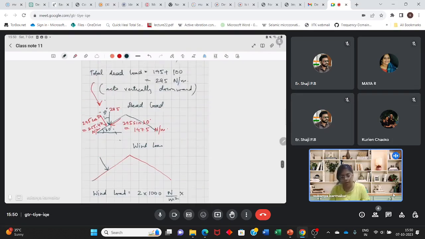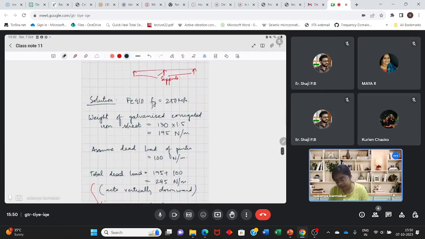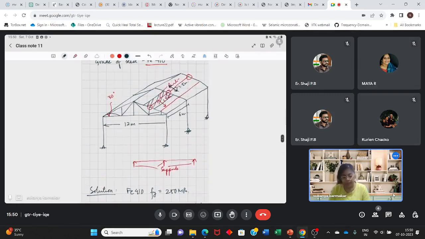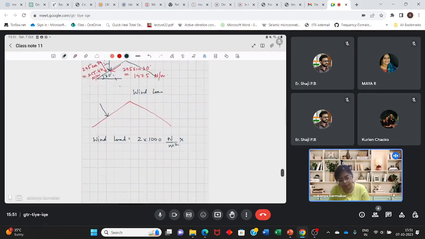And for one purlin, what is the area? We can call it the influence area, like what we had considered for the sheeting. The width of the influence area is 1.5 meter. So this comes out to be 3000 Newton per meter.